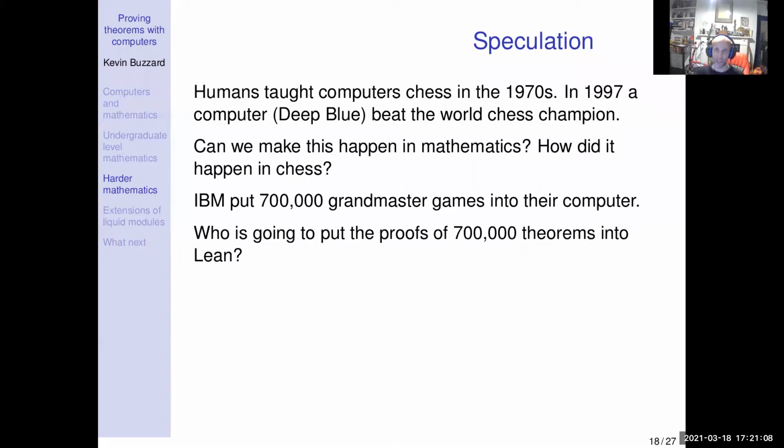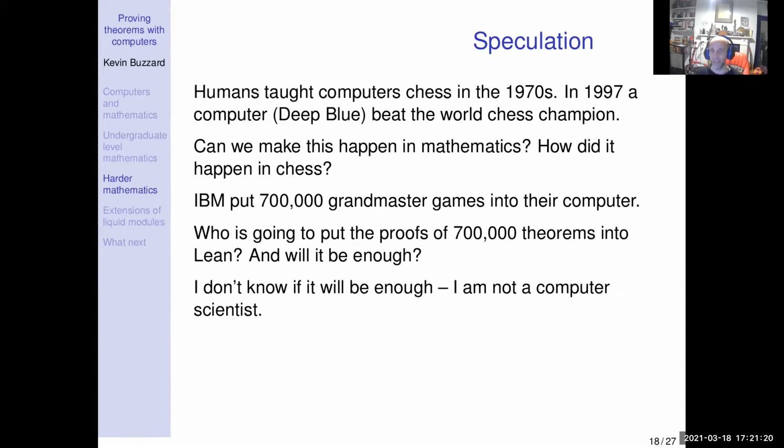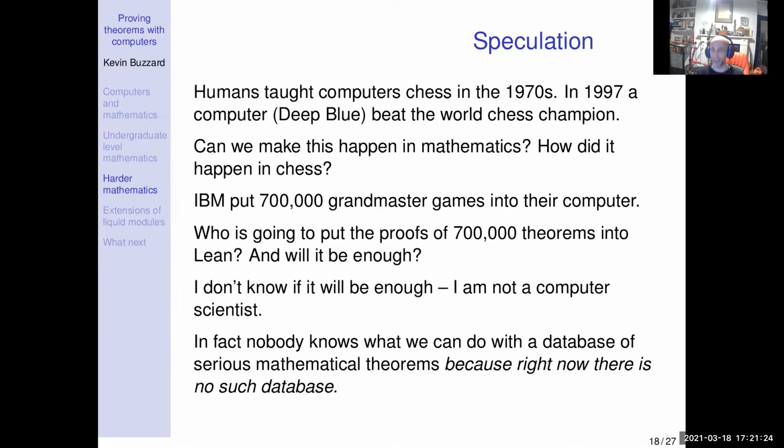And so right now it's going to be the humans that are going to be typing in these things. And will 700,000 theorems be enough? I don't know. So far we've got 50,000 theorems. But a lot of them are, in some sense, MSc level, and I just really don't know. This is a problem for computer scientists.